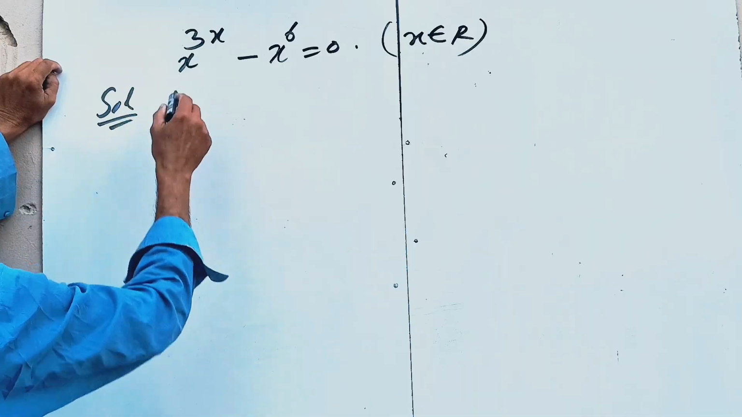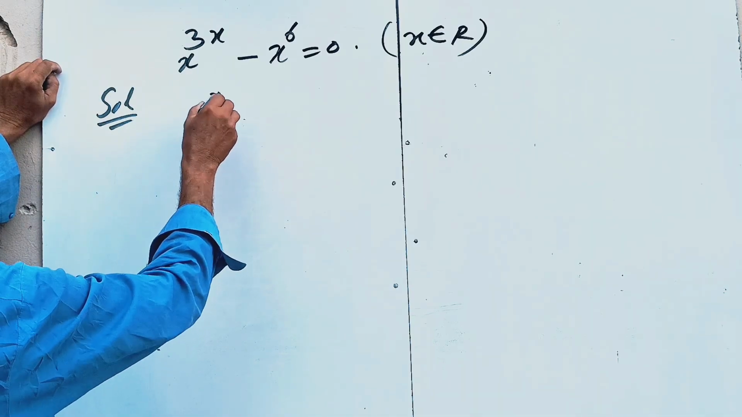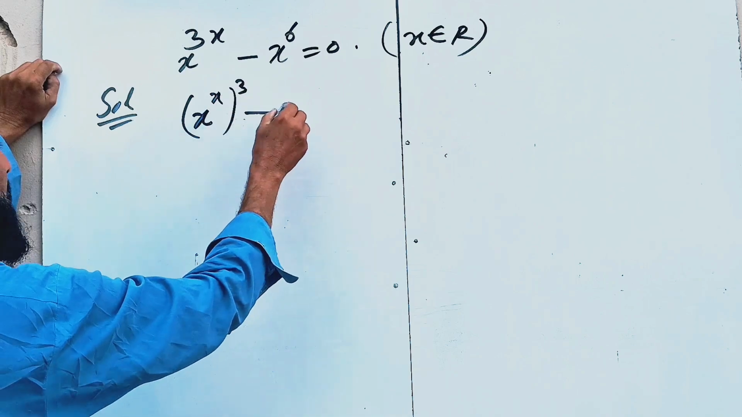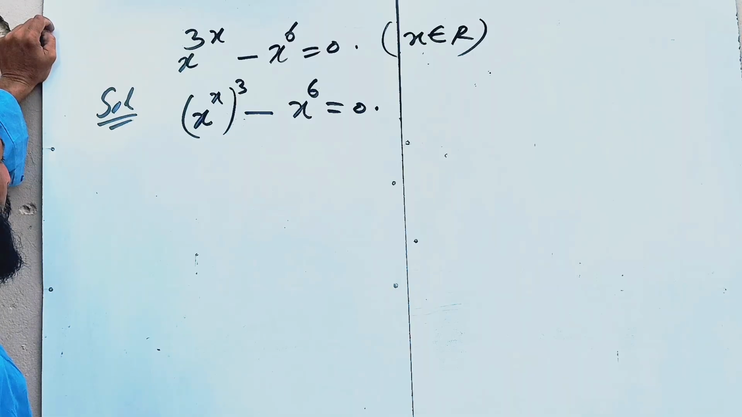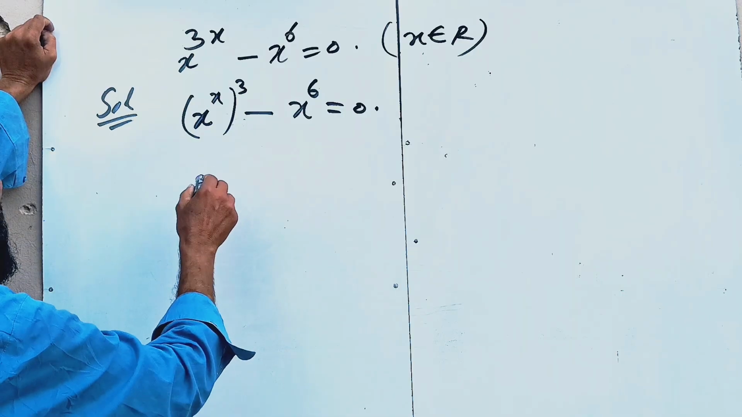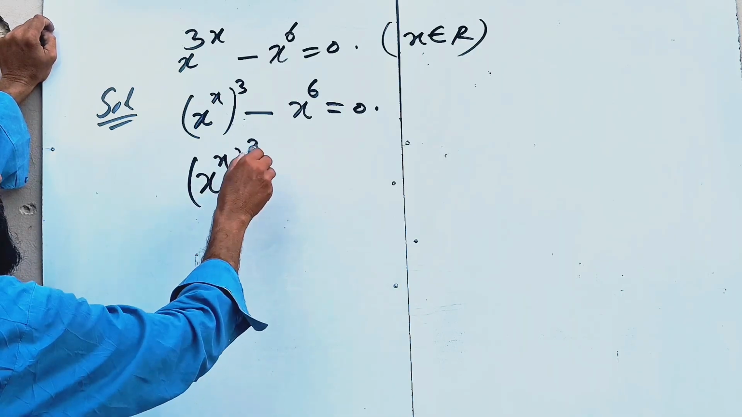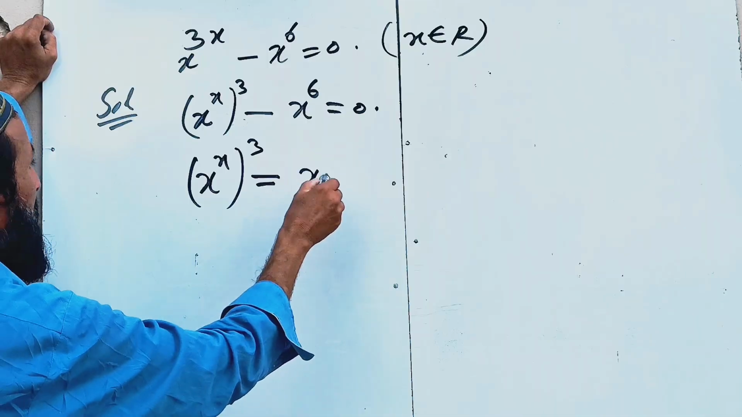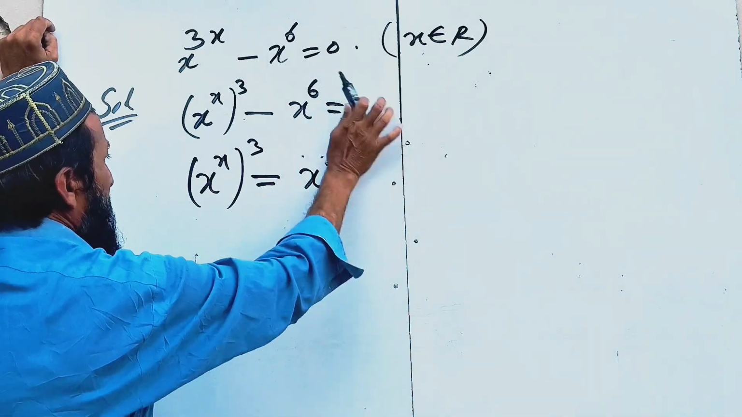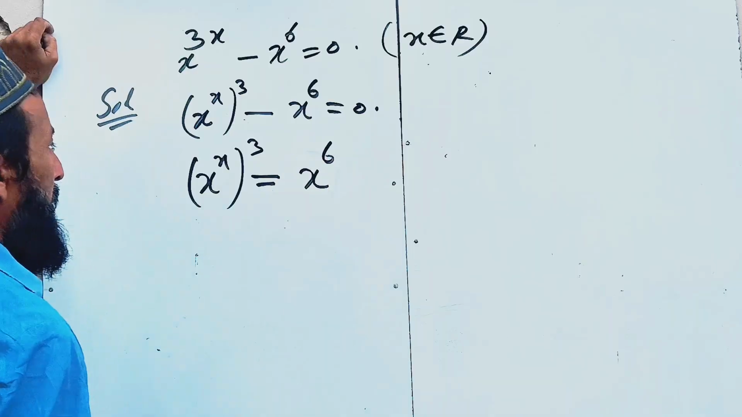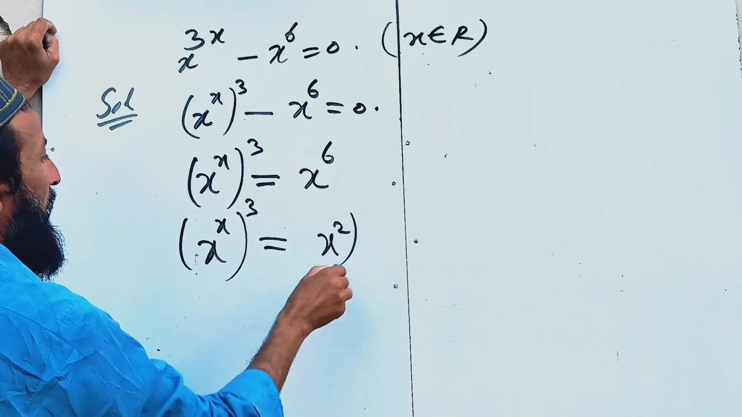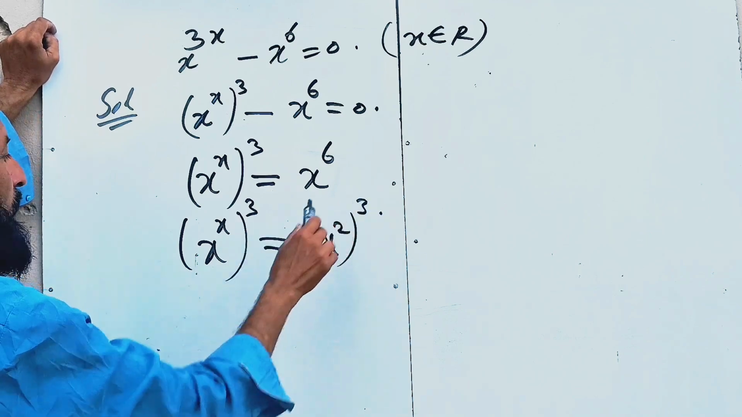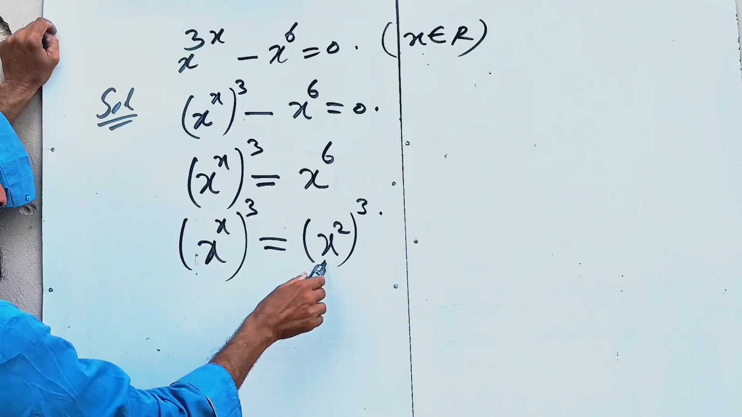We take this equation and write it as (x^x)^3 minus x^6 is equal to 0. Now we can apply the cube formula according to the rules. So now (x^x)^3 is equal to x^6, and we can write this as (x^2)^3. Now the powers are the same, so we compare their bases.